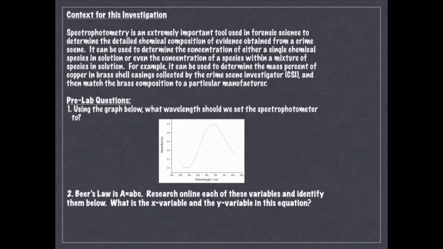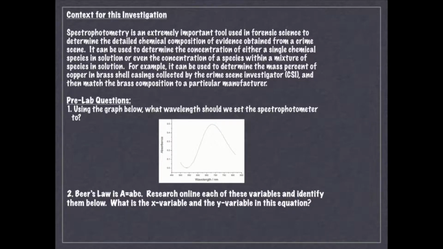So here are your pre-lab questions. Number 1, using the graph below, what wavelength should we set the spectrophotometer to? So we want the maximum absorbance, but it has to be less than 1. So if you look at this graph, the peak is already less than 1, so figure out what that wavelength is where you have that peak, and that's what we're going to set our spectrophotometer to at the very beginning of the lab, and then we won't change it. What we're going to be using in this lab extensively is called Beer's Law.